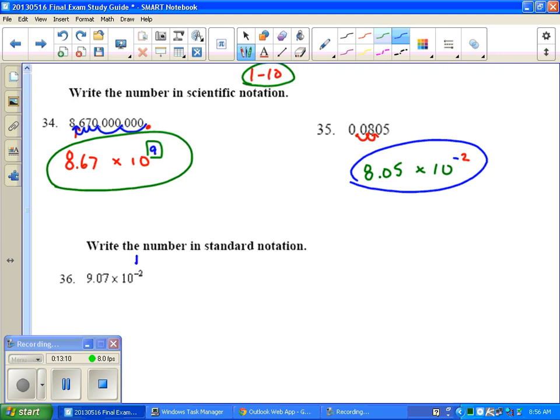Looking at this negative 2 tells you it's going to be a very small number, or you're going to move it to the left. So you have 9.07. The 2 tells you to move it 2 times. We're going to move it left 1 time. That's where 1. 2 times. So we only have 1 spot that we have to fill in. So 0.0907 is your standard notation.